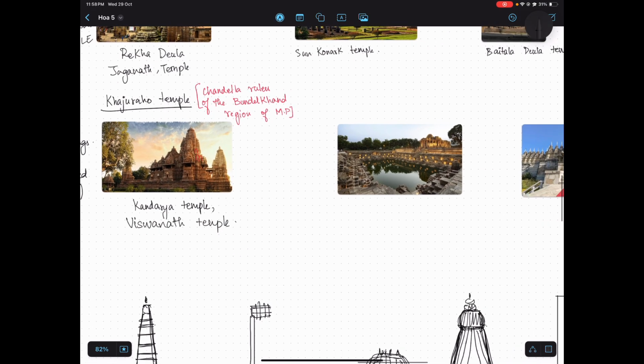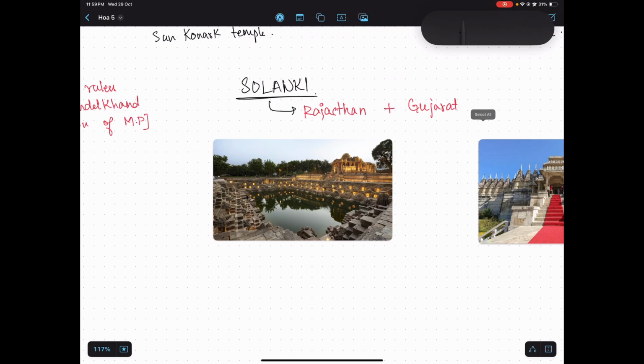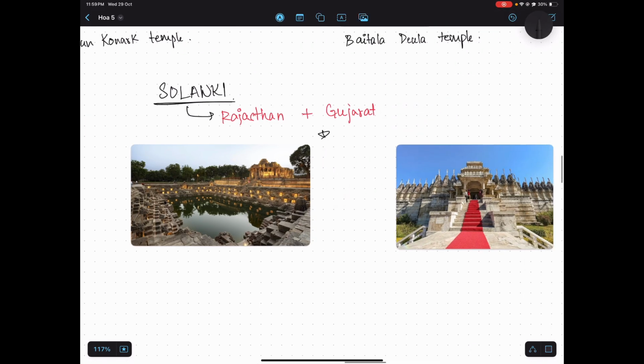Then the last style of the Nagara that I want to talk about is Solanki style. These are mostly found in the regions of Rajasthan and Gujarat. They are different from the typical Nagara style by the presence of stepped water tank, or basically water tanks.